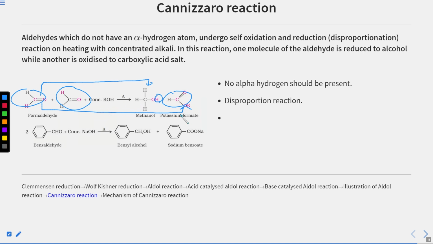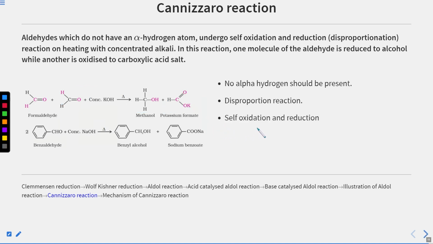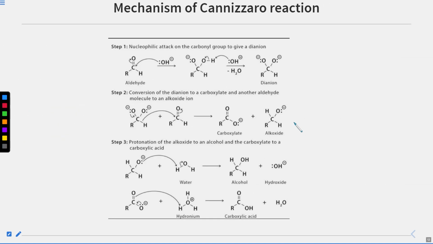Clear? Okay. So it is getting oxidized because it is adding one oxygen, and it is getting reduced because one hydrogen has been added here. So it is a disproportionation reaction. And why is it a disproportionation? The reason is self-oxidation and self-reduction. Next, let us see the mechanism of this reaction. How does this mechanism go?